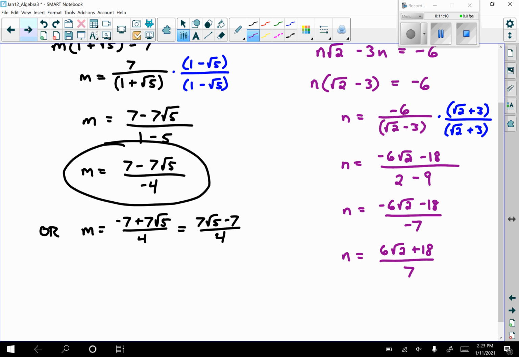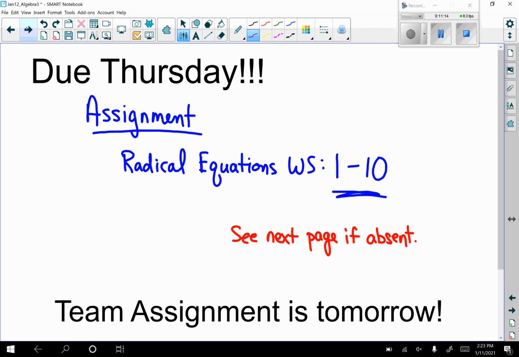All right, so the worksheet I have posted today, we're going to use this for the next several days. I just want you guys doing 1 through 10. Don't see this next page in the video. I'm only going this far, but there's a separate PDF of the worksheet. So again, this is due Thursday, just 1 through 10 only, because your team assignment is tomorrow, and I want to give everybody in class the entire class time to work on this.